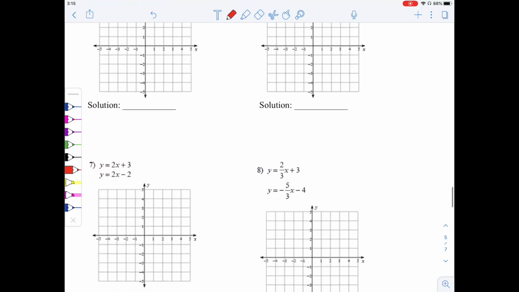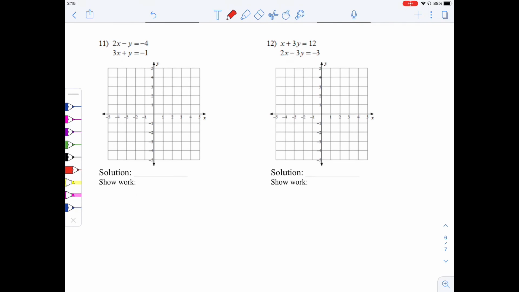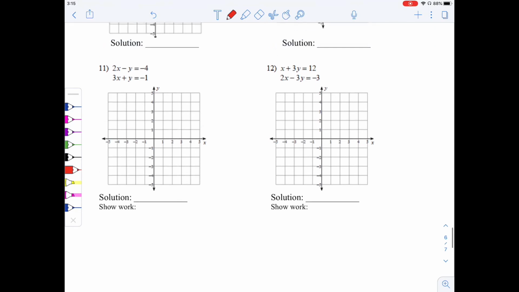And then when you go down, you can do these. When you get to standard form, right, these are in standard form. Solve for y first, then graph.